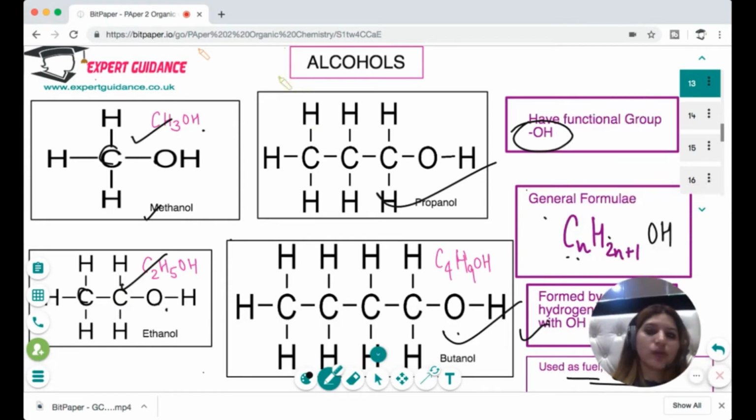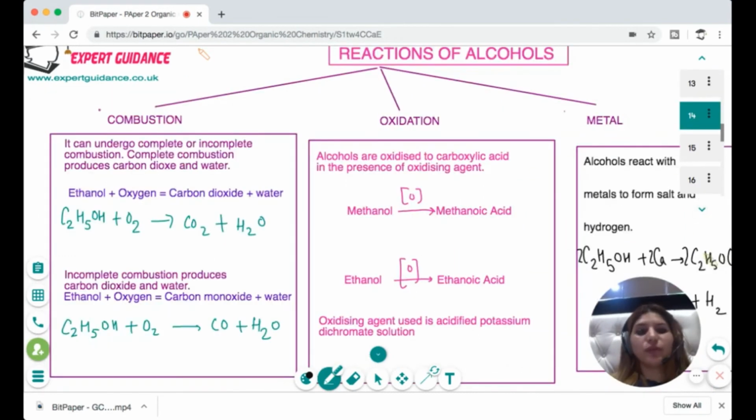Okay, so I hope what alcohols are is clear to you and you're able to draw the displayed formula and the general formula of different alcohols. Now, the reactions of alcohol. First is combustion, as we have done with alkenes. So all hydrocarbons undergo a combustion reaction. In complete combustion, ethanol or any alcohol with oxygen gives carbon dioxide and water. And in incomplete combustion, any alcohol with oxygen gives carbon monoxide and water.